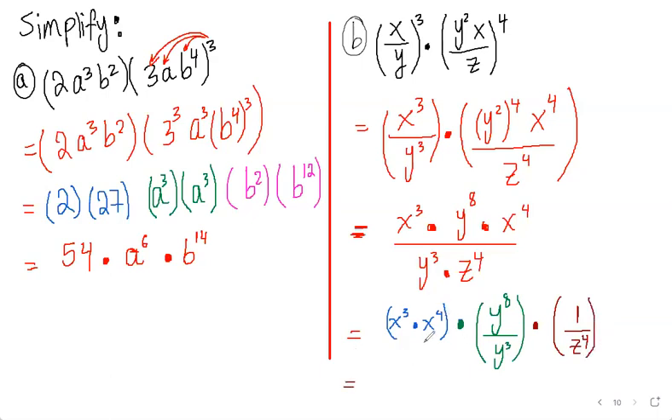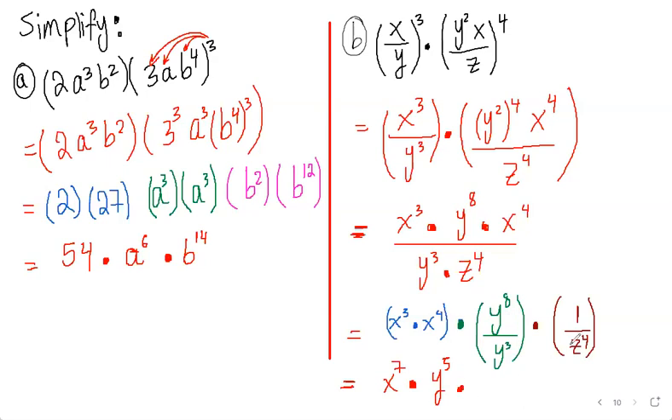Now let's combine everything, make it more simple. Here I have x to the power 3 times x to the power 4. We're just adding the exponents because the bases are the same. So x to the power 7 times here the y to the power 8, and in the denominator y to the power 3. I can combine them together because they have the same base. So I just subtract here. They give me y to the power 8 minus 3, which is 5.